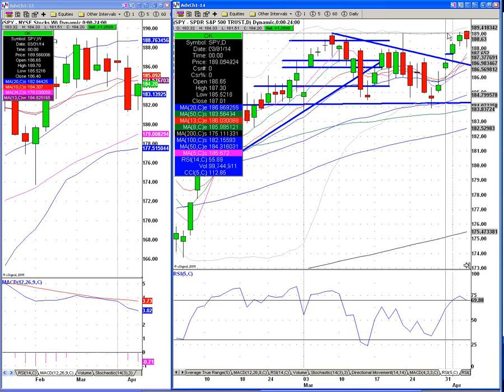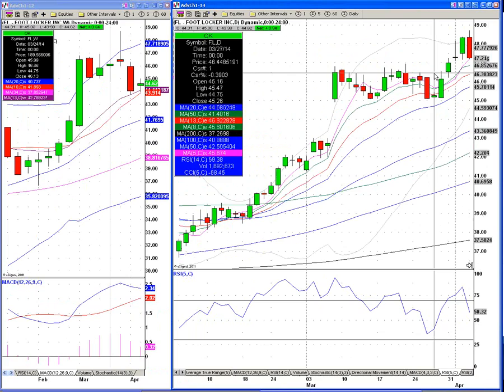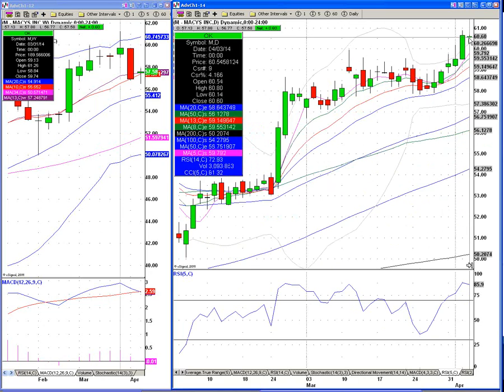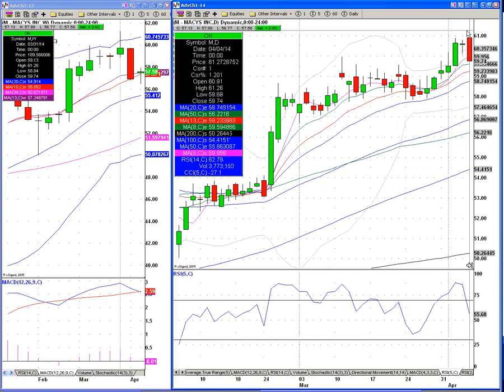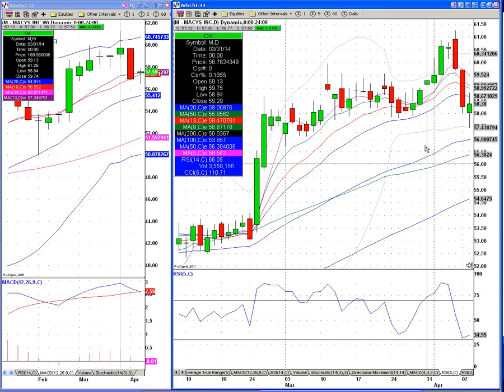And sure enough, when you started to see failure, you could have shorted maybe some Foot Locker up here. Another example of a stock could have been Macy's. April 4th here, you can see that it probed the highs and reversed pretty hard for about a $2 loss, and then broke down even harder the next day.